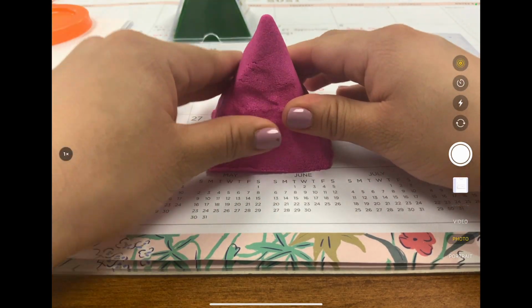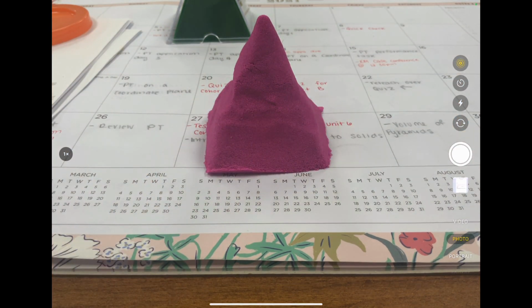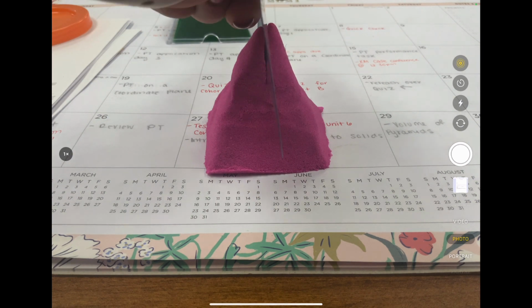Now looking at a vertical slice, once again, I'm going to try and put this together as much as I can. Okay, kind of reminds me of Patrick's star. I'm going to cut it vertically this time.